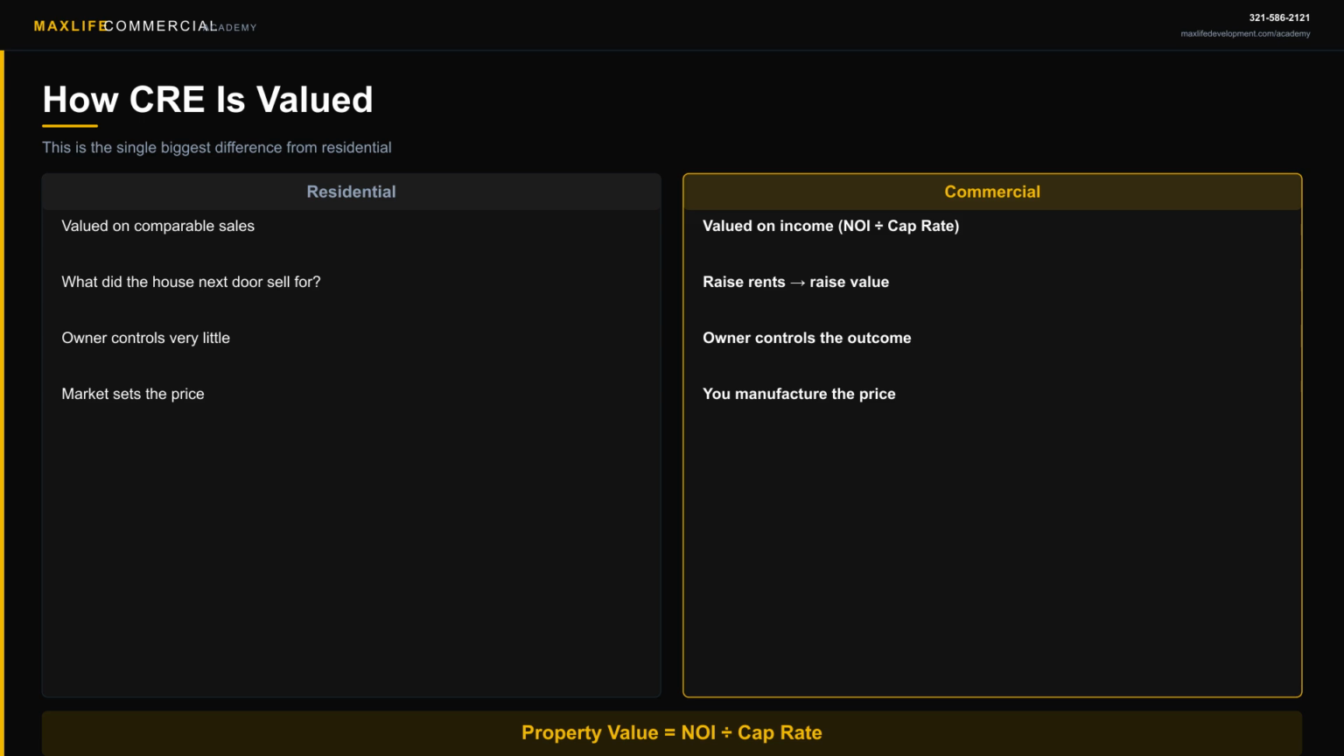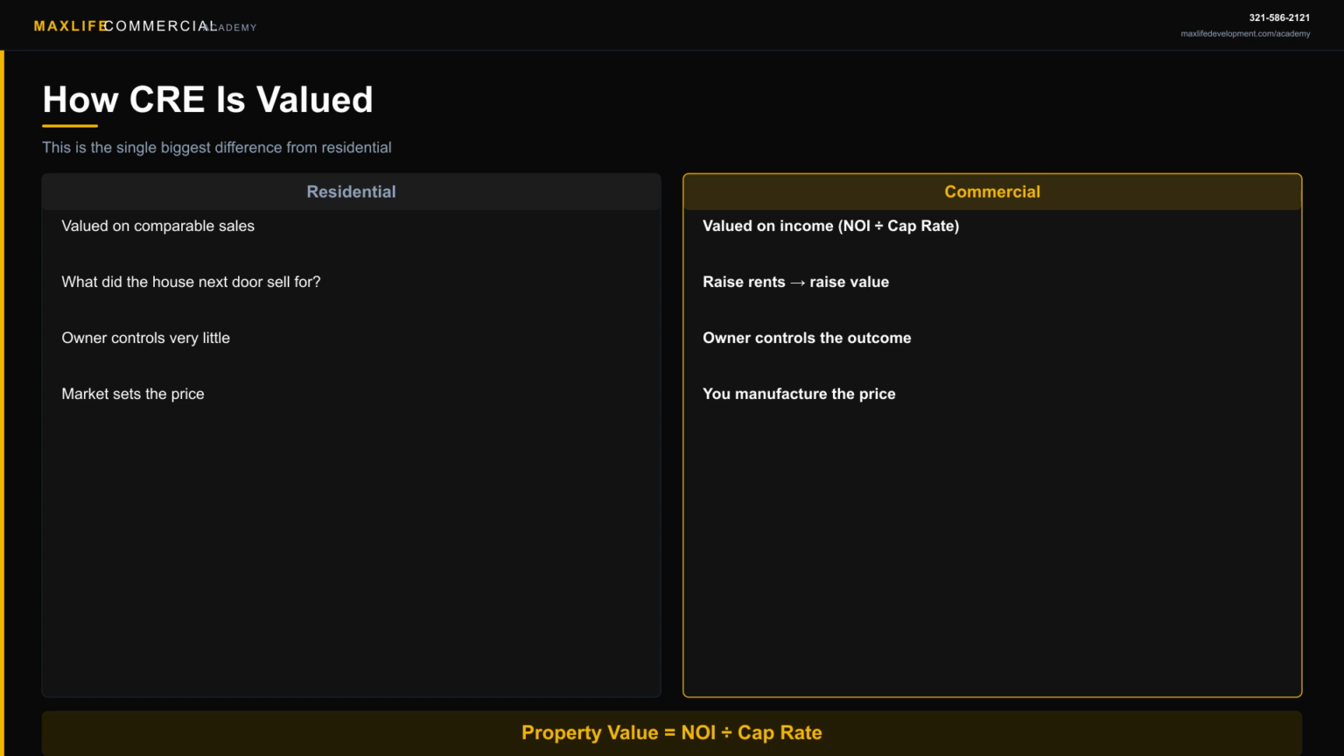Commercial properties are valued on income. Specifically, net operating income divided by the cap rate equals property value. What this means in practice: if you increase your rents, or reduce your vacancy rate, or cut your operating expenses, you have directly increased the value of your property. You manufactured equity. That is not something you can do with a house.